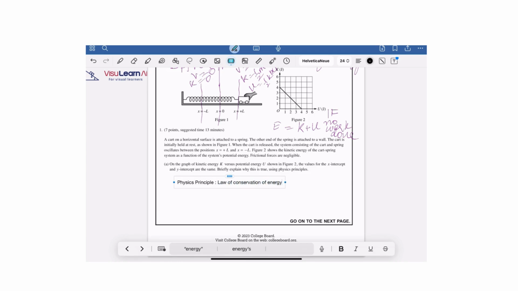So we have to summarize what we've done so far. So we write down the heading physics principle, and then we mention the law of conservation of energy. Then we mention specifically that if no work is done, then the total energy is equal to the kinetic energy plus the potential energy. And that explains why the graph is a straight line with intercepts of 4 joules for the kinetic energy and 4 joules for the potential energy.